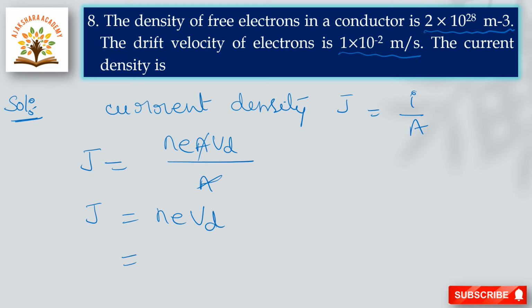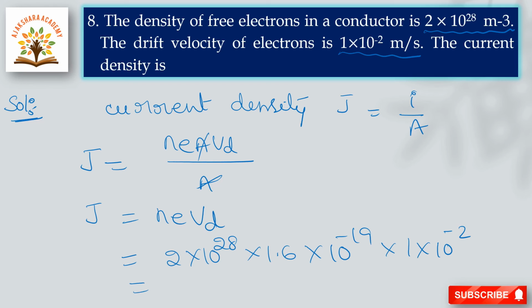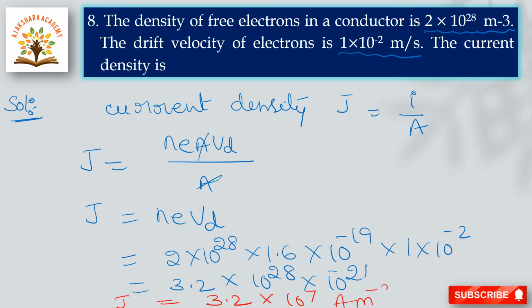Now substituting values, 2 into 10 to the power of 28 into 1.6 into 10 to the power of minus 19 into 1 into 10 to the power of minus 2. So that is equal to 3.2 into 10 to the power of 28 into 10 to the power of minus 21. So 28 minus 21, 7. So current density J is equal to 3.2 into 10 to the power of 7 ampere meter to the power of minus 2. Okay, next we will go to the next.